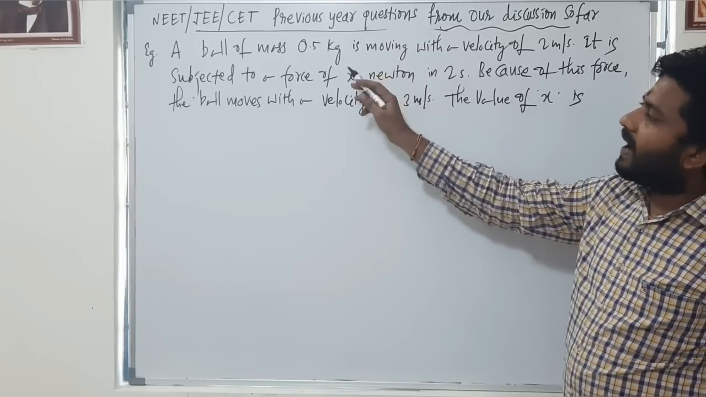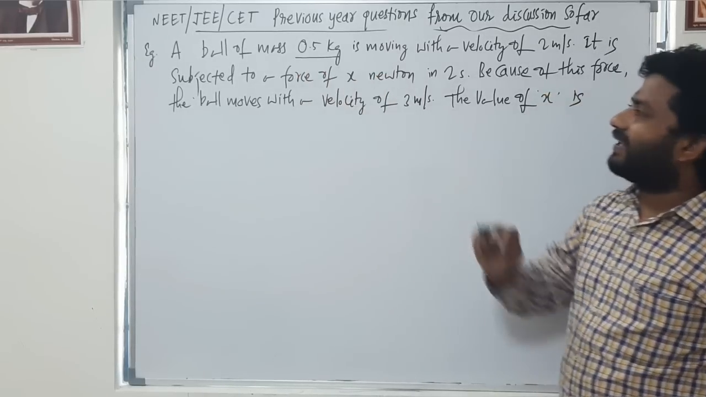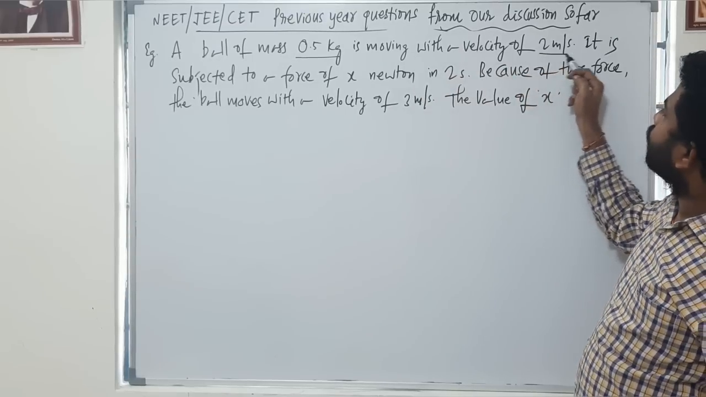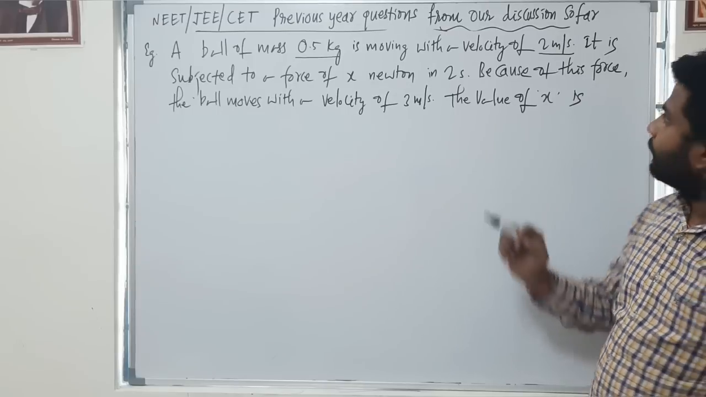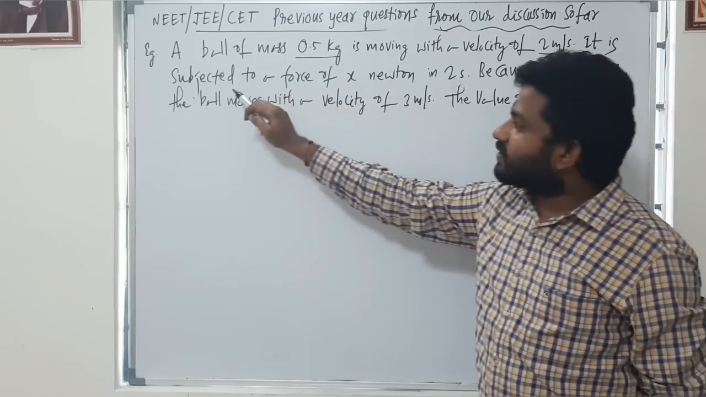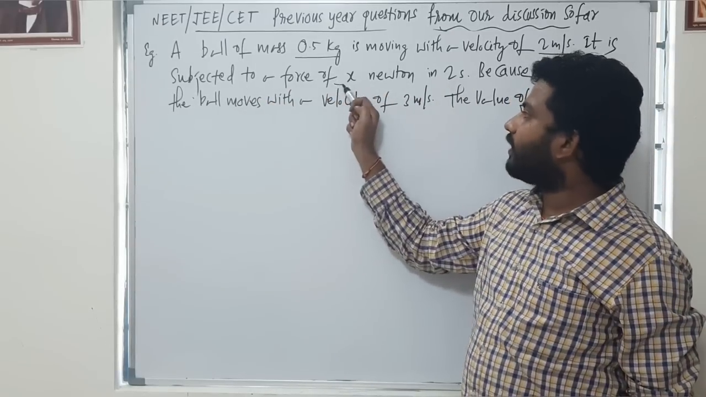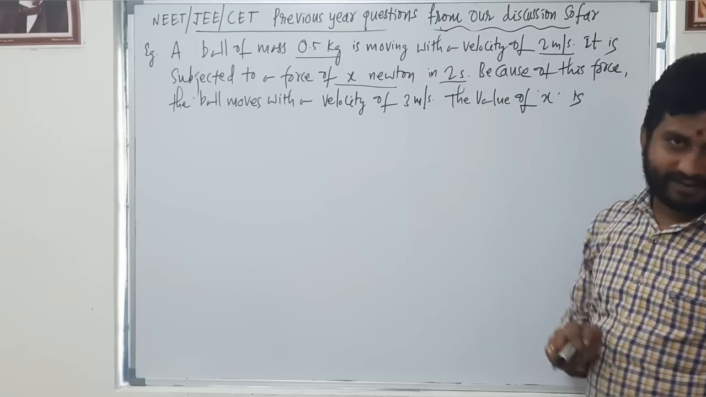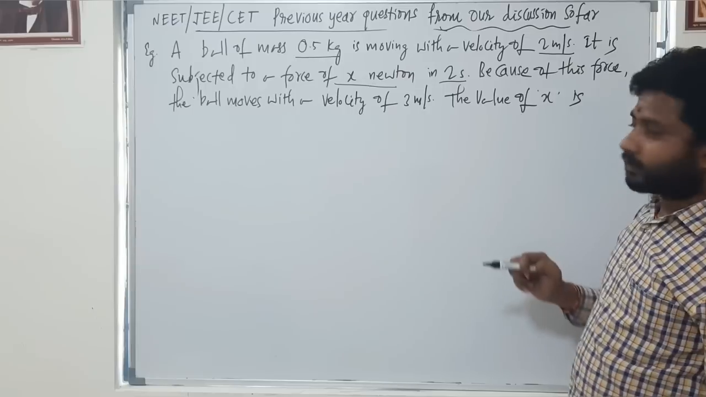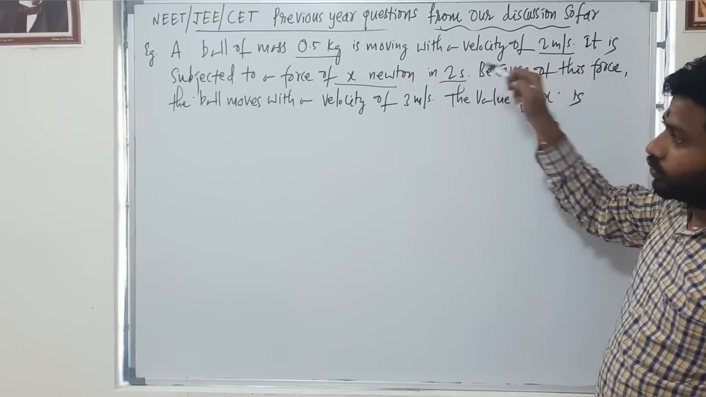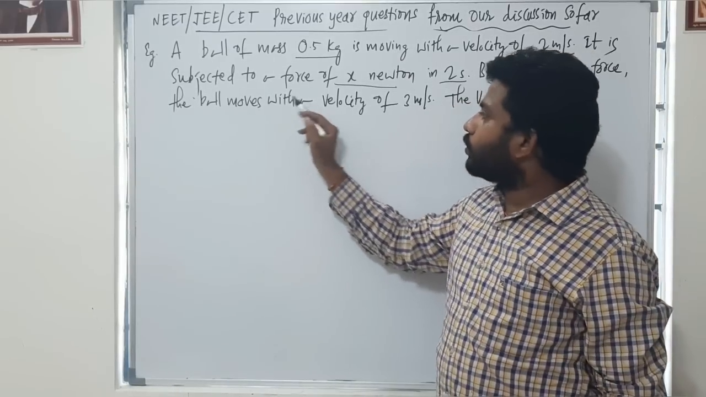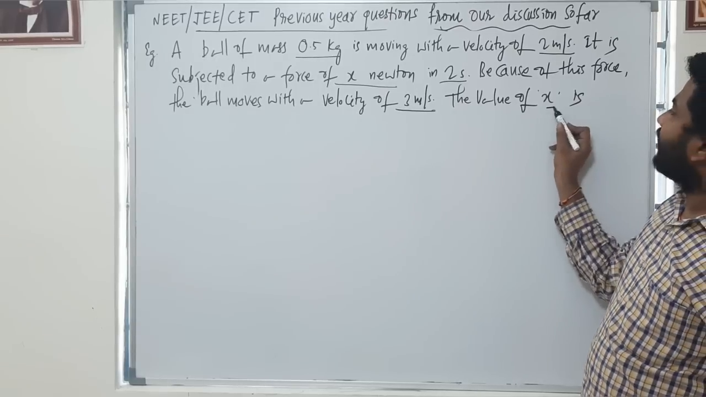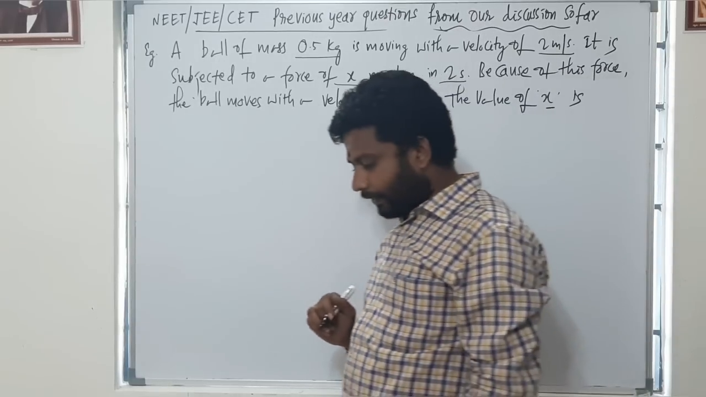A ball of mass 0.5 kg is moving with a velocity of 2 meters per second. It is subjected to a force of x Newton in 2 seconds. Because of this force, the ball moves with a velocity of 3 meters per second. The value of x is?